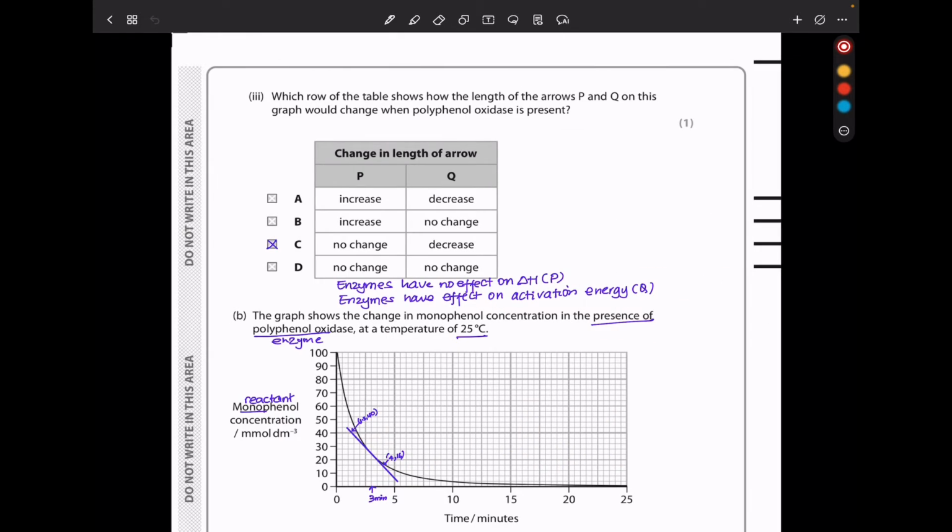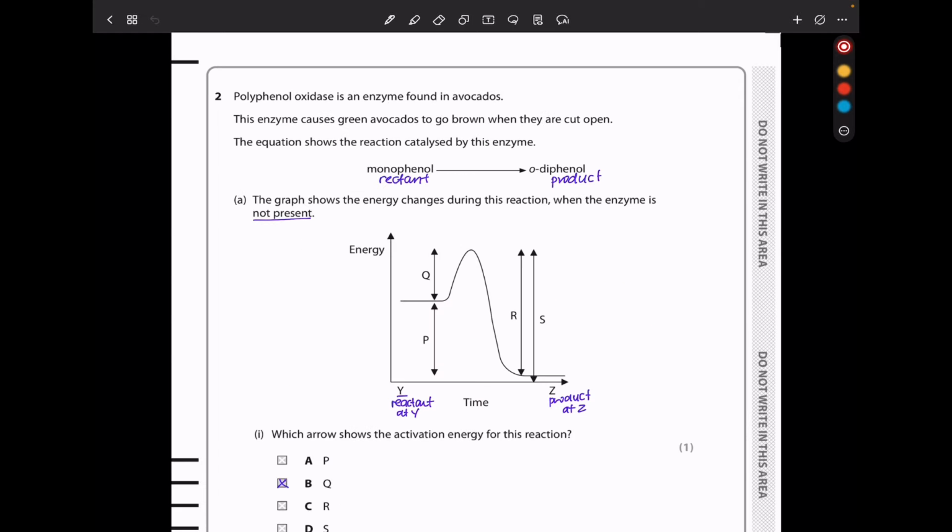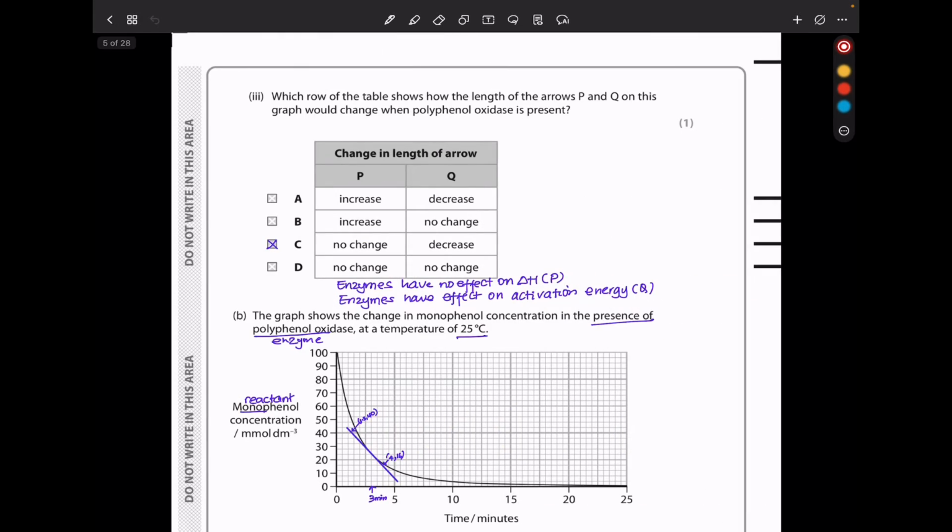Here they say which row of the table shows how the length of the arrows P and Q on this graph would change when polyphenol oxidase is present. If the enzyme is present, this is going to decrease, but this will remain unchanged. So Q decreases, P remains unchanged because P is going to be the enthalpy change of the reaction, while Q is the activation energy. So the activation energy is going to decrease, while this one will have no effect.